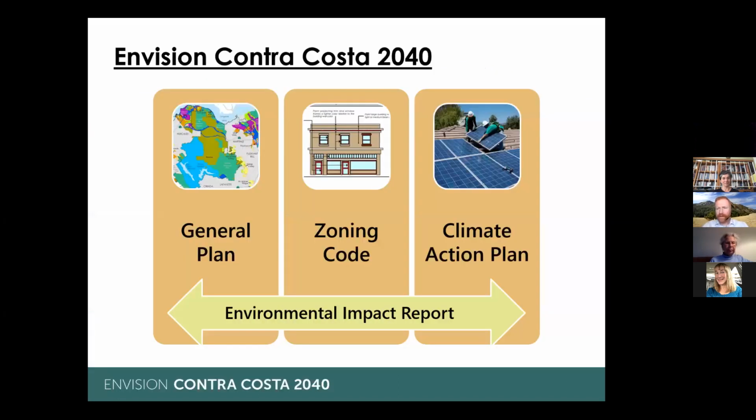Envision Contra Costa 2040 is an update to three important planning documents: the County General Plan, the Zoning Code, and the Climate Action Plan. And all of those will be evaluated through an environmental impact report. The Board of Supervisors authorized us, or directed us really, back in December of 2017 to undertake this project. So we've already been at it for quite some time now.